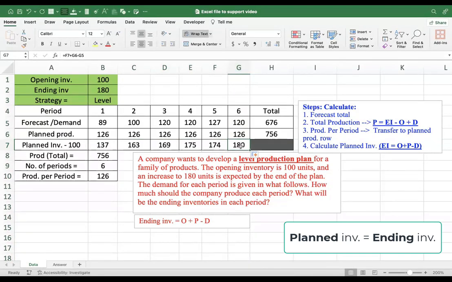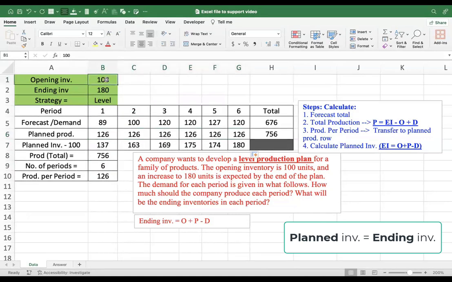Now let's make sense of all this production planning. So in this case, we were required to develop a production plan, and we were required to accommodate this information, whereby opening inventory is 100 units and ending inventory of 180 units. And we were required to use level strategy, which means we are required to produce the same amount for every period. And for that purpose, we calculated total demand, and then we calculated total production level divided by 6 periods, and then we calculated production per period 126, and that 126 was transferred here, and then we calculated planned inventory. So all the conditions are met.